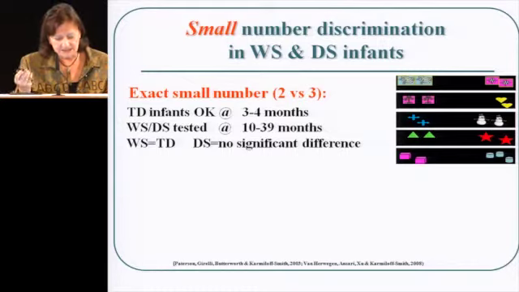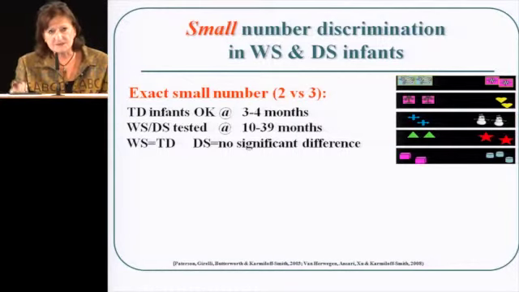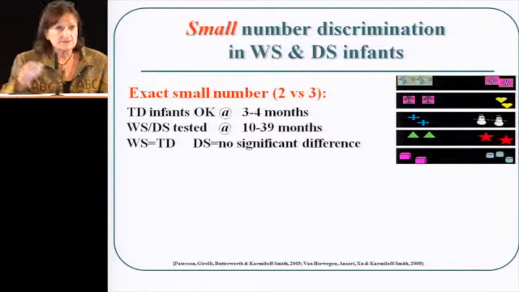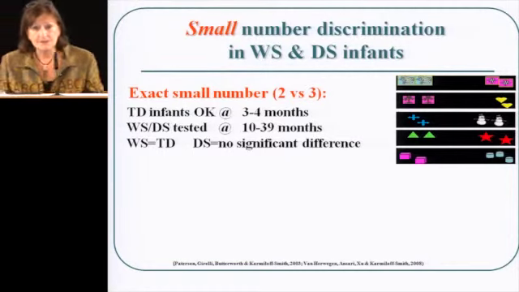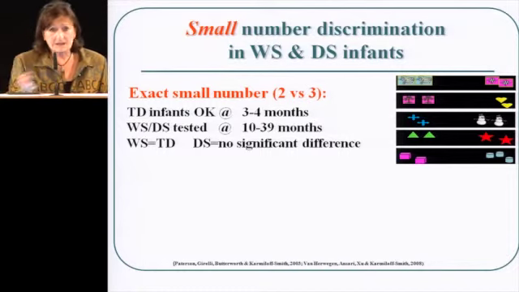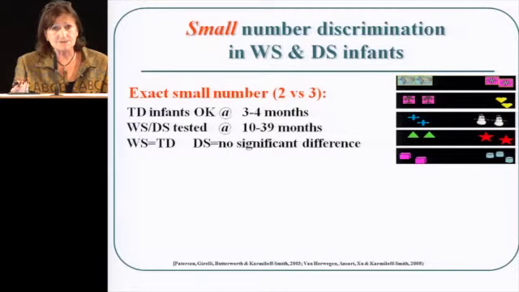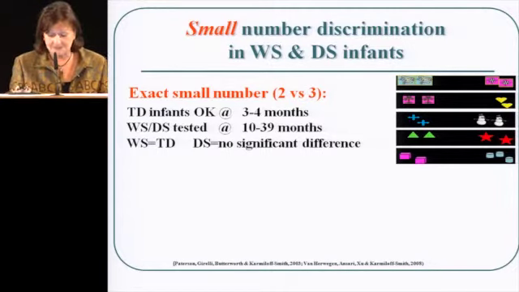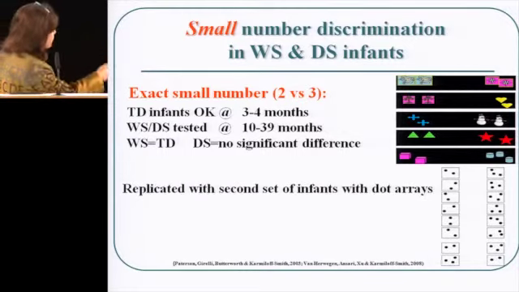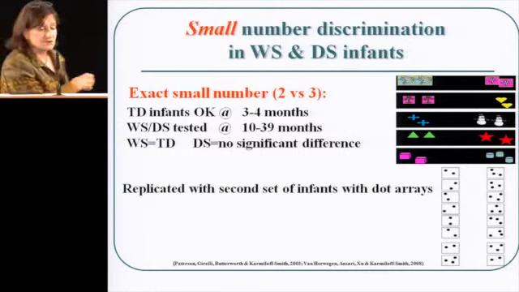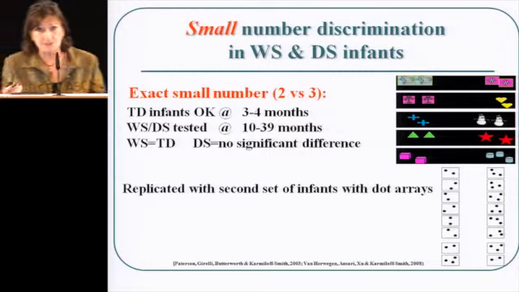So we tested infants and toddlers with Williams syndrome and Down syndrome at a later age, so they should easily have been able to do it. And that was true of the Williams syndrome toddlers and infants. They looked like the typically developing controls. But with Down syndrome, there was no significant difference between 2 and 3 in their looking behavior. We replicated this with dots, so we show them 2 dots, 2 dots, 2 dots, and change to 3, or 3 dots, 3 dots, 3 dots, and change to 2, because that was what people were using much more in the literature.